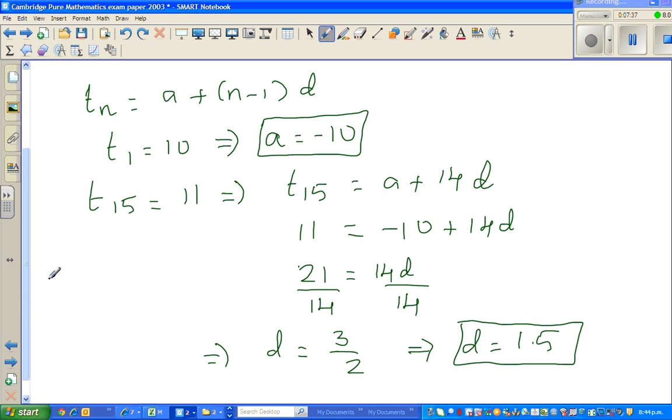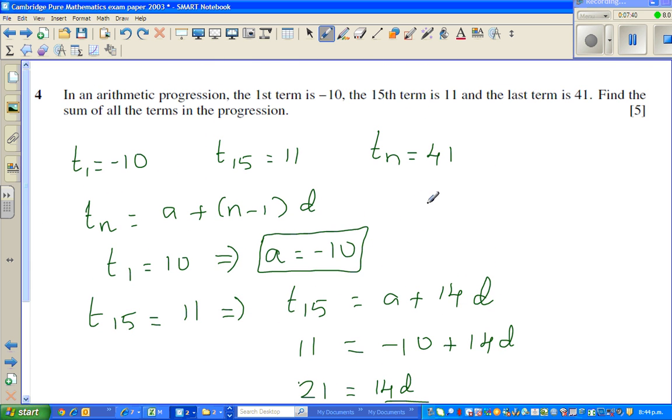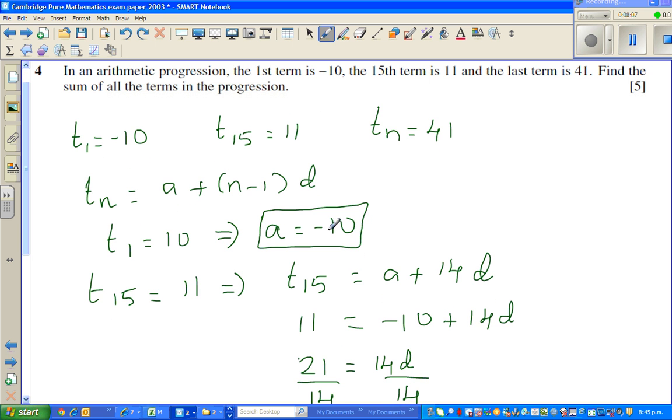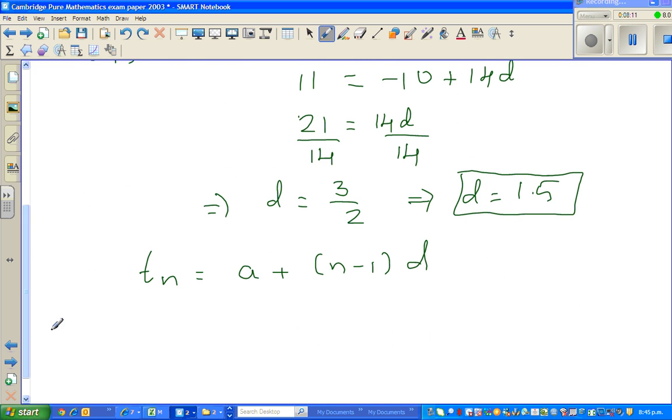So we know A and D, and we want to find which term is 41, since the last term is 41. This is a 5-mark question, so let me rewrite. What do we know? Tn is A plus n minus 1 times D. We know A is negative 10 and D is 1.5, and we also know that Tn is 41. So we can say 41 is equal to negative 10 plus n minus 1 times 1.5.